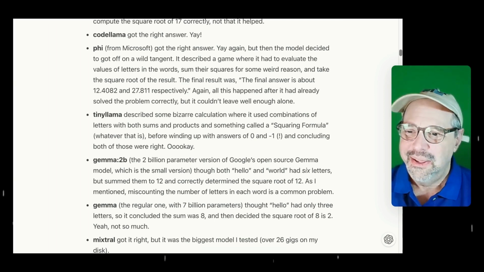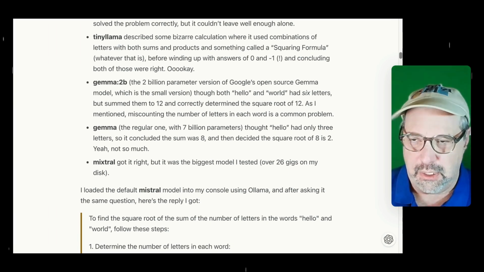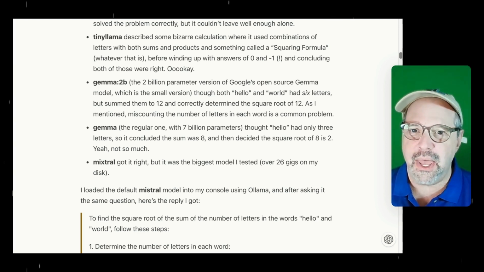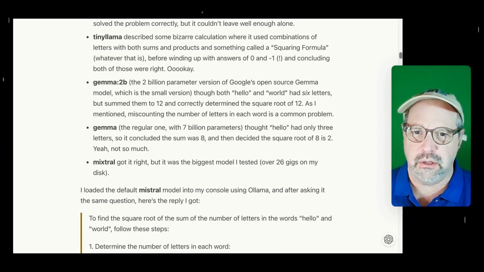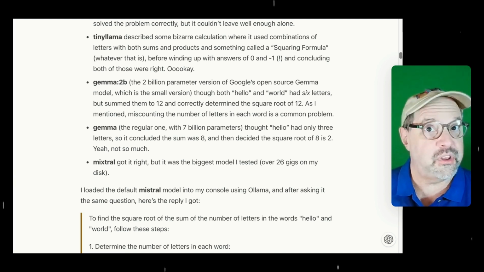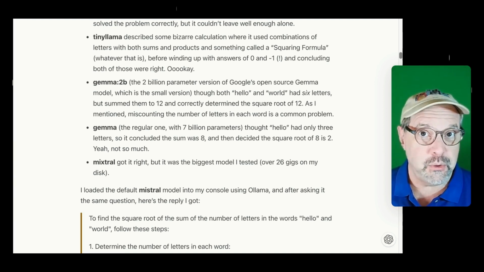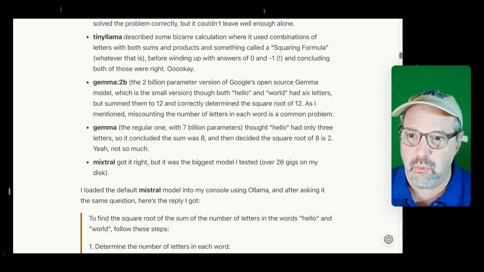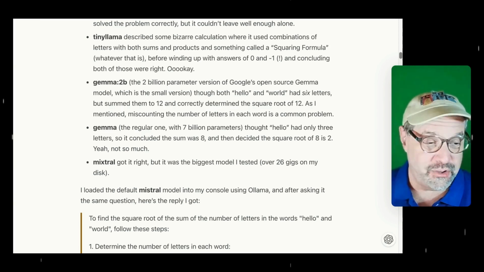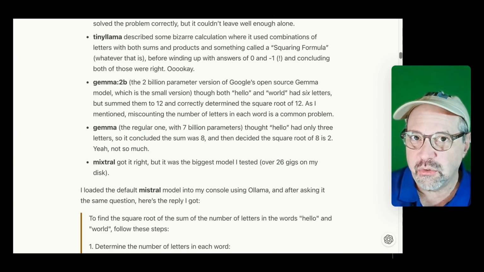So, okay. Now, the smallest model I tested, and the small models are always highly entertaining, is called Tiny Llama. That's a really small model. And that came up with some bizarre calculation that went on and on. It used combinations of letters with both sums and products for some reason, and referred to something called a Squaring Formula with initial caps like that, whatever the heck that was. And then wound up with answers like 0 and, of course, -1. So apparently there's some imaginary numbers involved. And it concluded both of those were right.